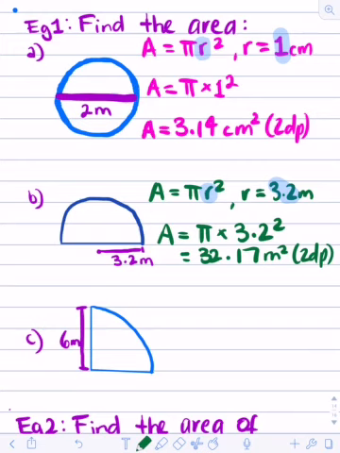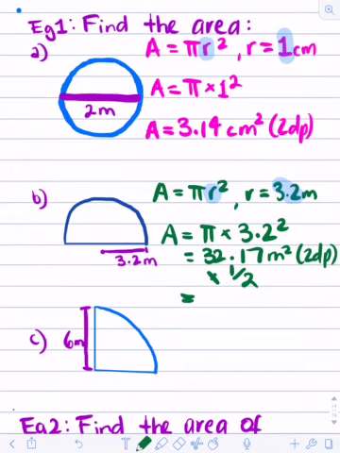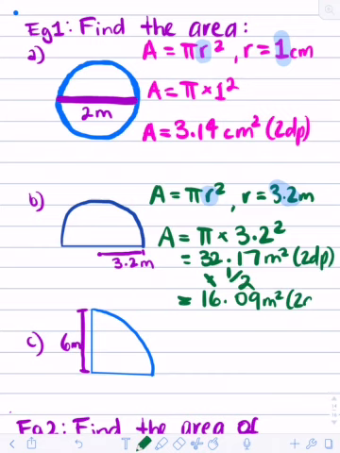But this is where it gets interesting. Now, in question B, we only have half a circle. So there are two ways you can calculate this. You can either multiply this by a half, or you can divide it by 2. We're going to multiply it by a half, because that's the way I remember it. But if you prefer to divide it by 2, you can do that. So when we times that by a half, 32.17 divided by 2, we get 16.09 meters squared to 2 dp.